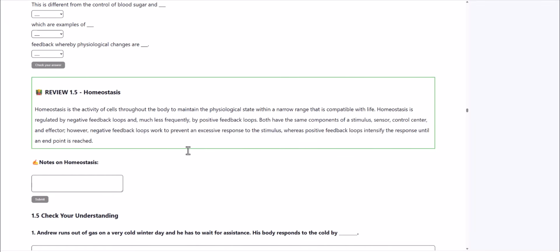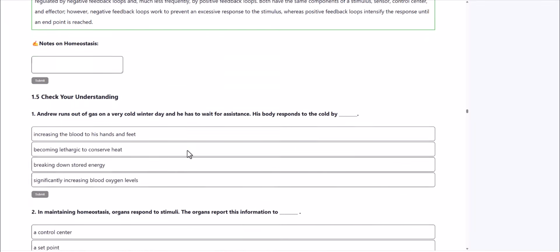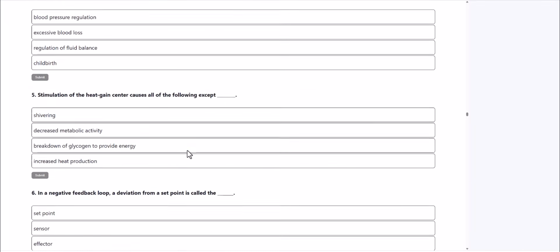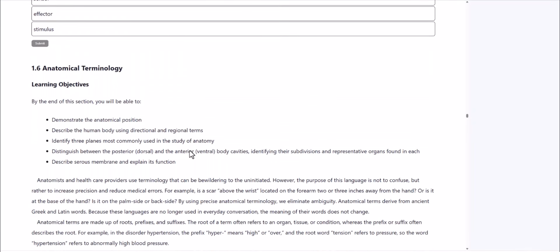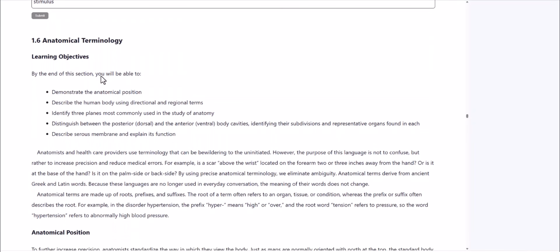That's the end of the homeostasis section. Now, answer a few questions. Let's take a look now at anatomic terminology. Now, this section of the book, I'm going to go through very, very quickly.